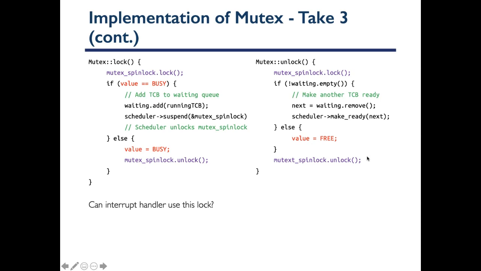Now I have a couple of questions that I'm going to give you a few seconds to think about before I give the answer. These are very important questions. The first one is, can interrupt handler use this lock or this mutex? Let's say we have a shared object between kernel threads and the interrupt handler. Can interrupt handler use this mutex to make sure that only one thread accesses a shared object?